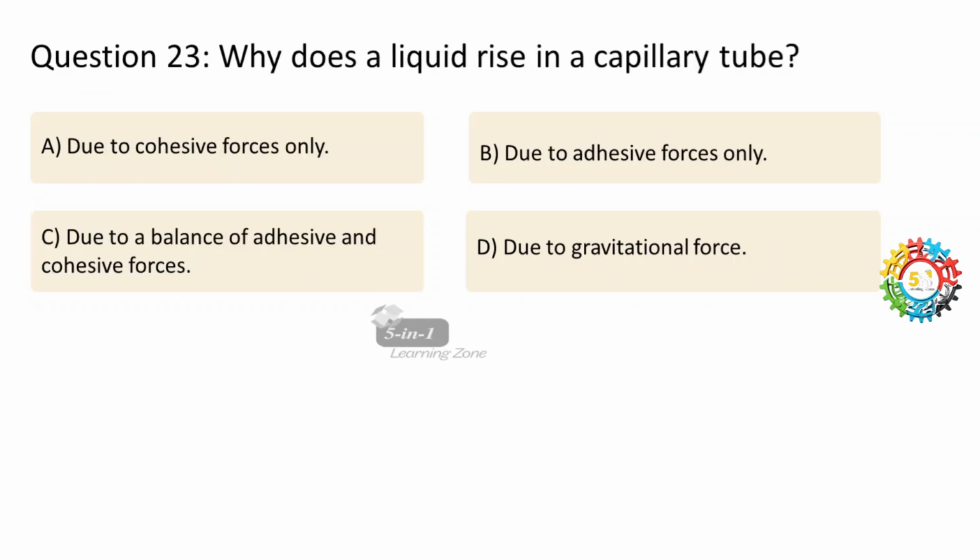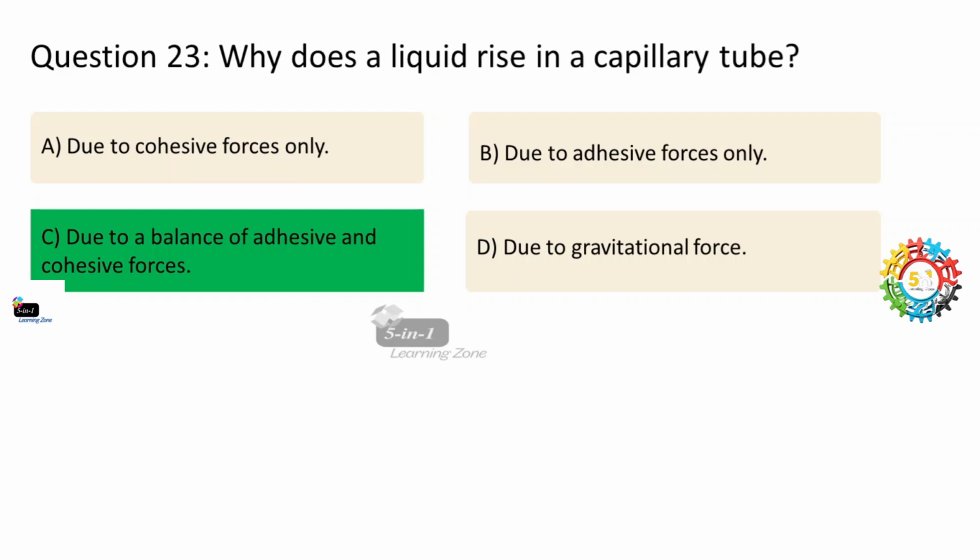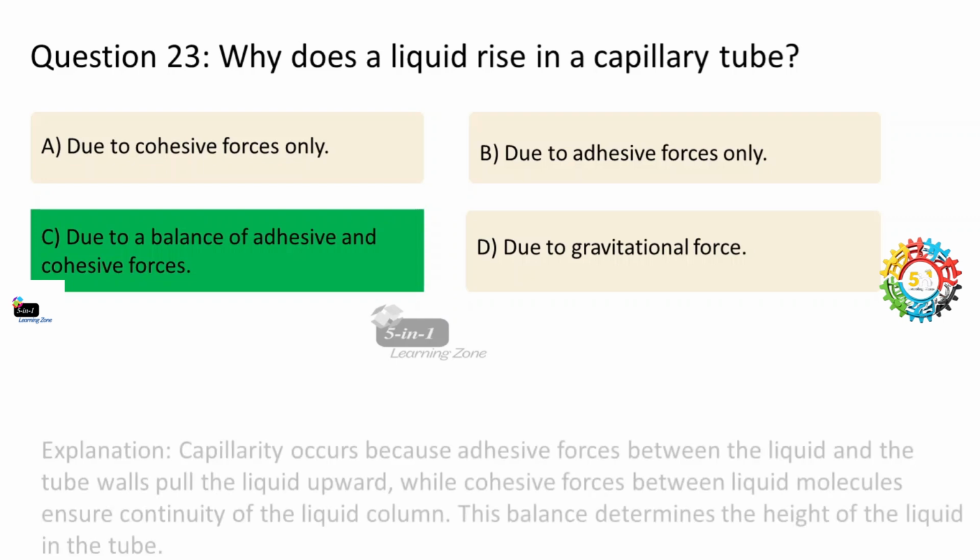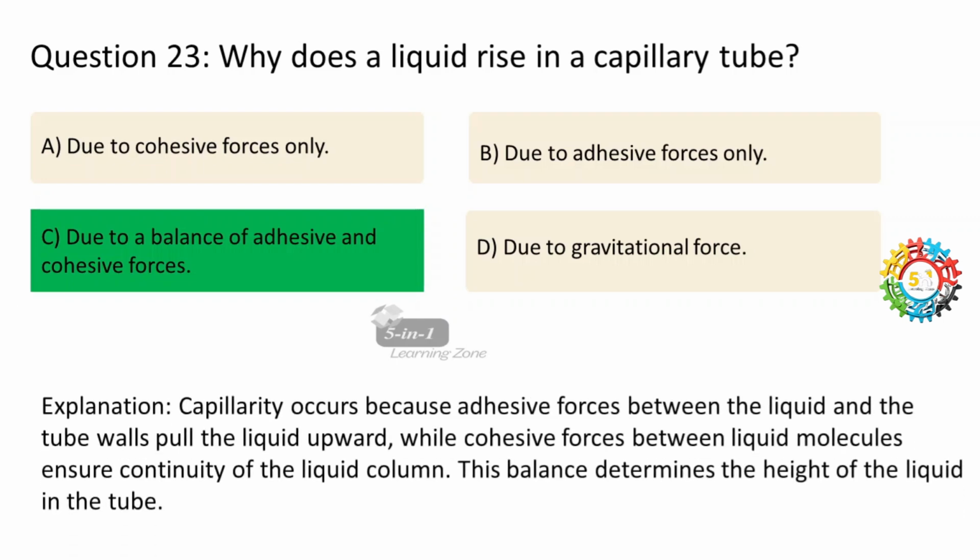23. Why does a liquid rise in a capillary tube? Answer: C. Due to a balance of adhesive and cohesive forces. Explanation: capillarity occurs because adhesive forces between the liquid and the tube walls pull the liquid upward, while cohesive forces between liquid molecules ensure continuity of the liquid column. This balance determines the height of the liquid in the tube.